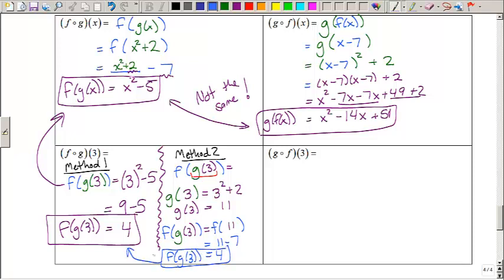Is it the same answer? Of course it's the same answer because it's the same problem. I'm just using two different methods. Method 1 is very easy if you've already solved f of g of x. Method 2 is very easy if you don't want to do the work of f of g of x, if you just want to find f of g of just some number, 3. Plug 3 into g, take that result and plug it into f.